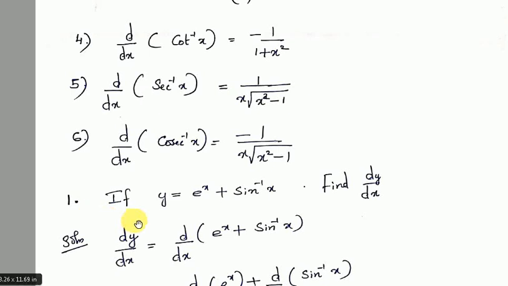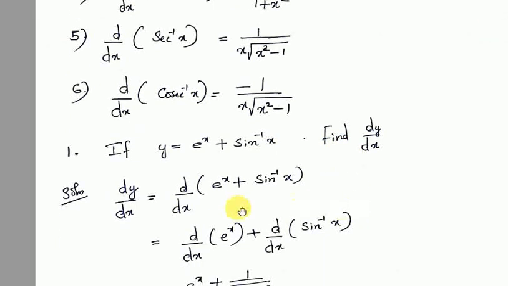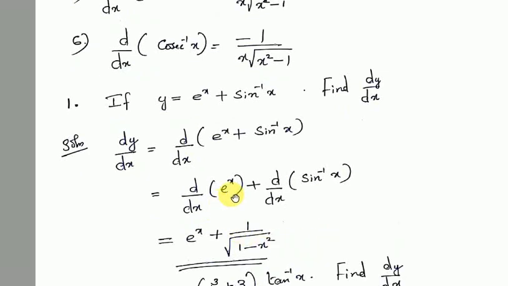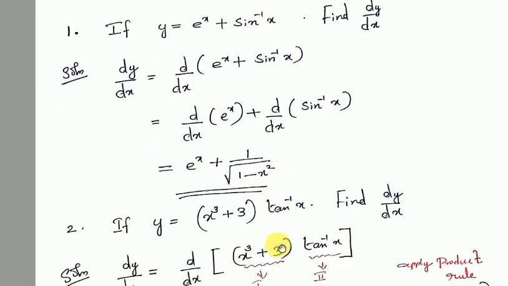Here we can see one question. If y equals e raised to x plus sin inverse x, find dy by dx. So dy by dx equals d by dx of, instead of y, we can write e raised to x plus sin inverse x. One term plus another term, so we can apply the sum rule: d by dx of e raised to x plus d by dx of sin inverse x. Derivative of e raised to x is e raised to x. Derivative of sin inverse x is 1 by root of 1 minus x square.